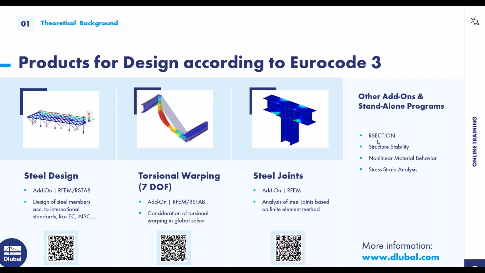Then there's the cross-section program, RSECTION. Then the add-on structure stability. We use that add-on in the second example. Then there's the add-on nonlinear material behavior. You can, for example, consider a plastic design of steel plates and so on. And then there's the add-on stress-strain analysis.